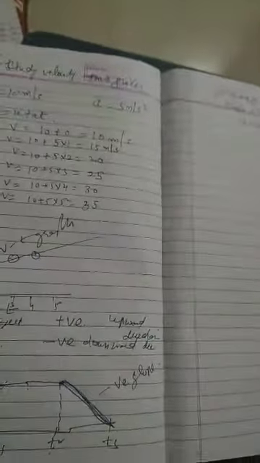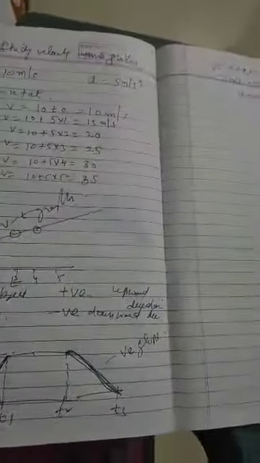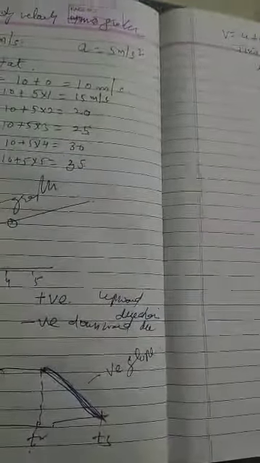These were all about the position-time graph and velocity-time graph. Clear? Understand it properly. If you have any problem, you can ask.